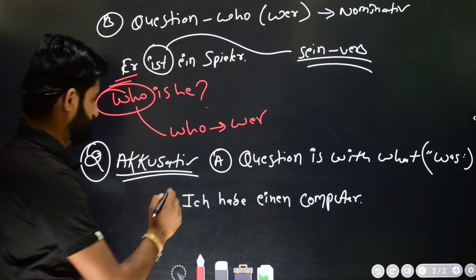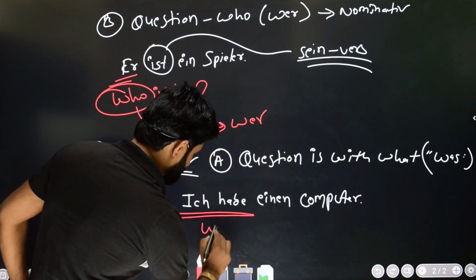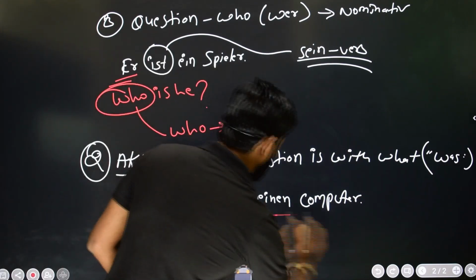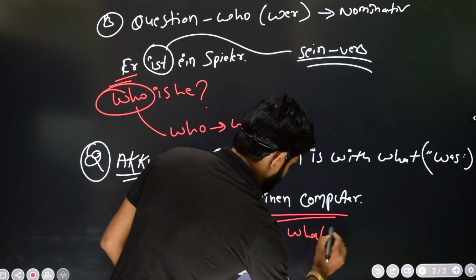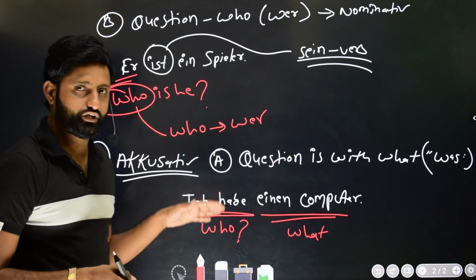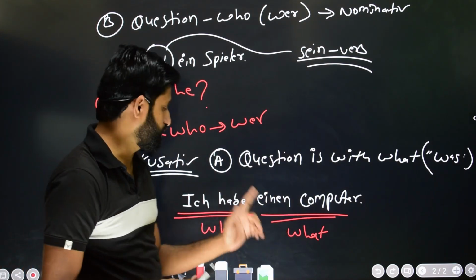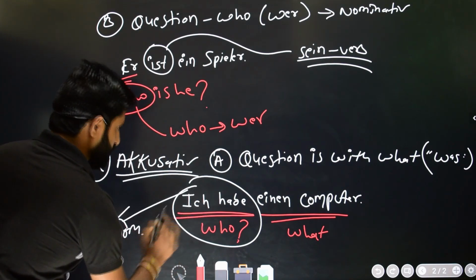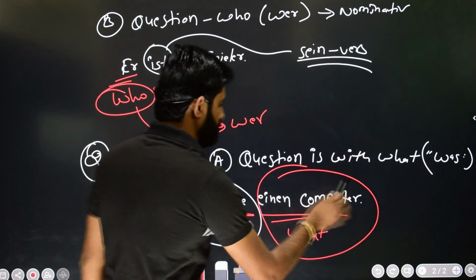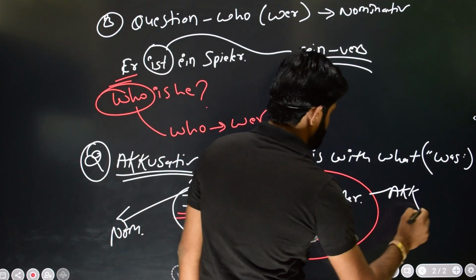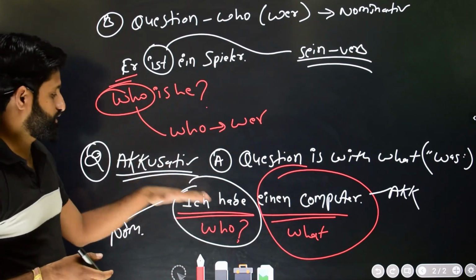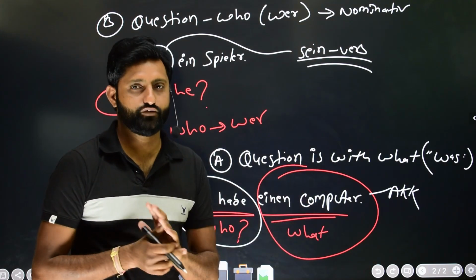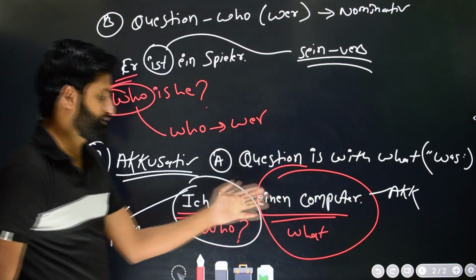Now let's break this sentence. How many questions can we have? The first question we can have here is who. Who has a computer? The second one will be what. What do I have? This part we already learned: if the question is with who, then that part of the sentence will be nominative. So this part of the sentence is nominative and this part of the sentence is accusative. So whenever we have the question with who, that will be nominative. If we have the question with what, then there will be the accusative case.